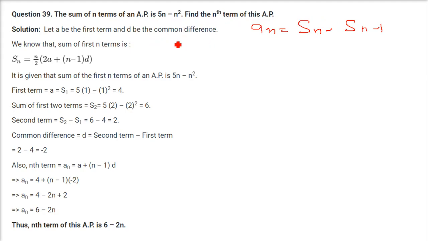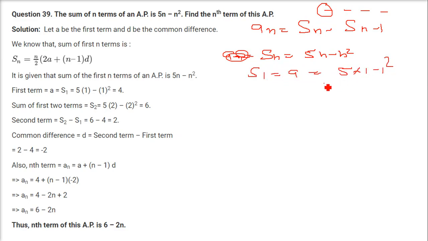We know that the sum Sn is n by 2 into (2a plus (n minus 1)d), which is given here as 5n minus n square. So the first term will be a, because the sum of the first term is always just one term. So S1 is a only, that is 5 into 1 minus 1 square. So 5 minus 1, that is 4. So a is 4.